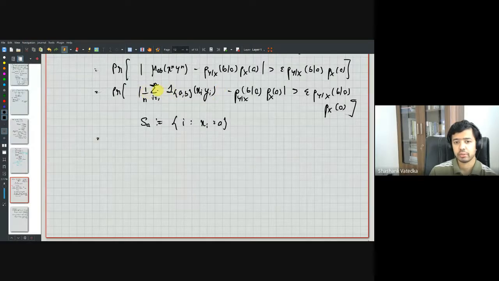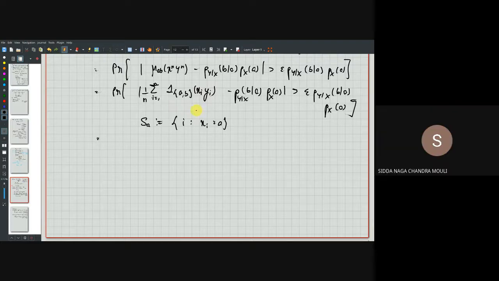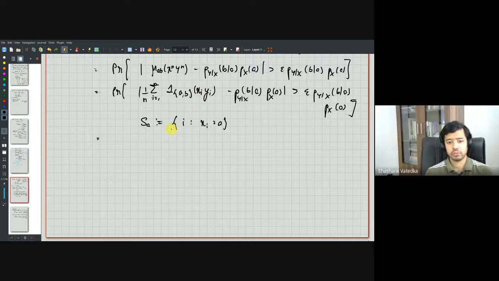So it is 1 over n times the number of locations where x_i equals a and y_i equals b. So this indicator function AB of (x_i, y_i) is equal to 1 if x_i equals a and y_i equals b, and 0 otherwise. Right? So we saw this in the last class. Clear? So now let us look at the locations i such that x_i is equal to a, because we only need to restrict ourselves to those locations.